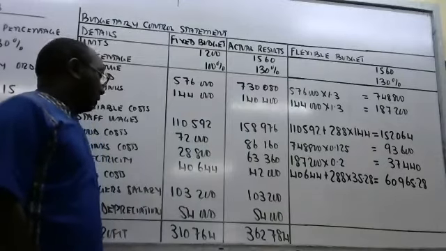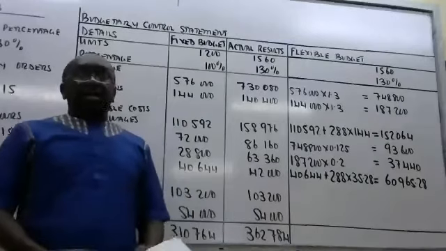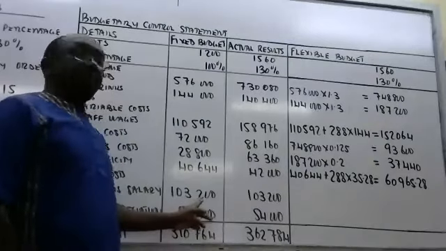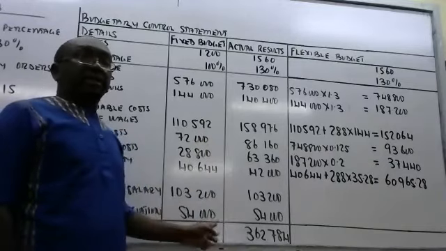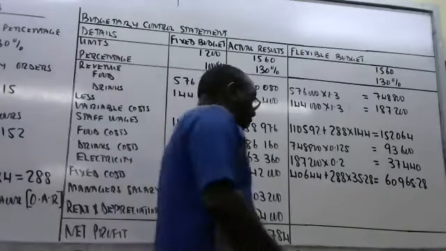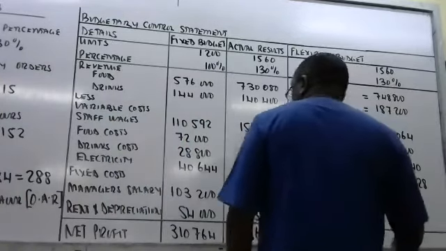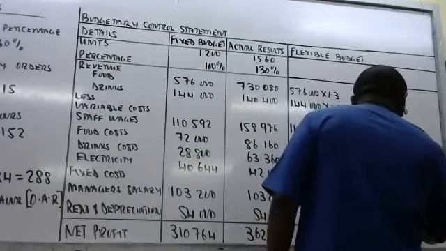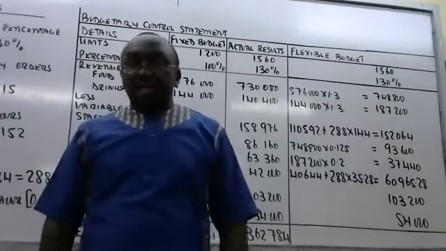The other point now I told you is that the fixed costs, those ones, they remain as they are in the original. So 103,200. And this other one is 54,000. So work out that now and give me the new profits.